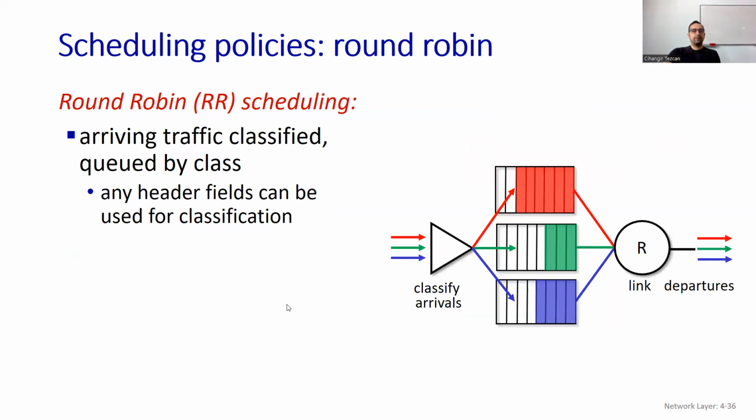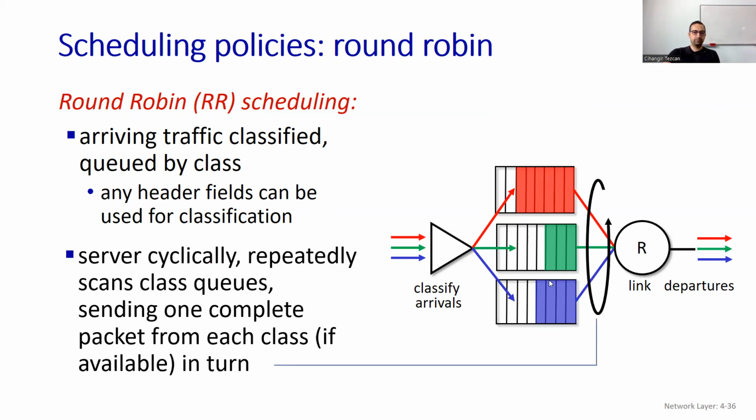Round-robin scheduling: arriving traffic is classified and queued by class. Any header fields can be used for classification. So in this case, you have 3 classes, so there are 3 queues. The server cyclically, repeatedly scans the class queues, sending 1 complete packet from each class, if available, in turn.